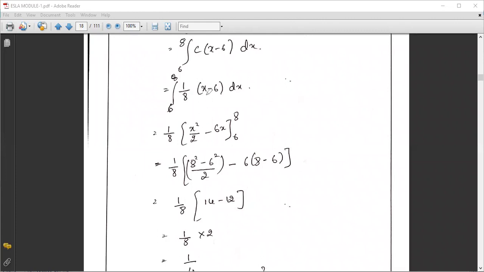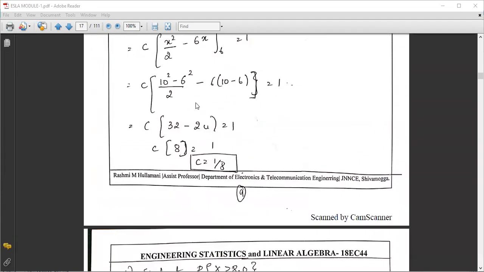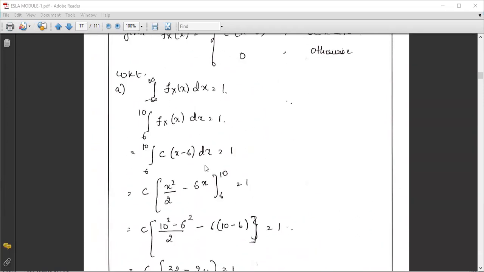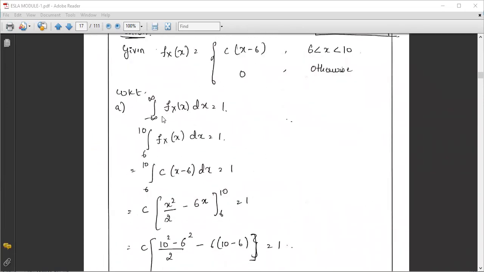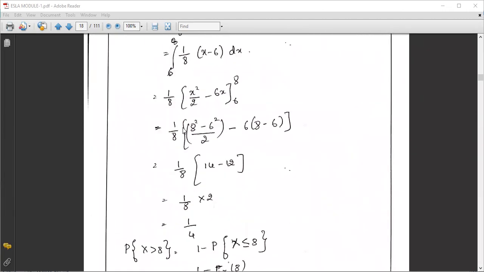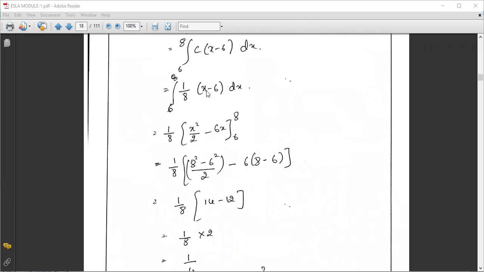Integrating x minus 6, we get x square by 2 minus 6x, under the limit 6 to 8. This is the same as we used in the previous part.